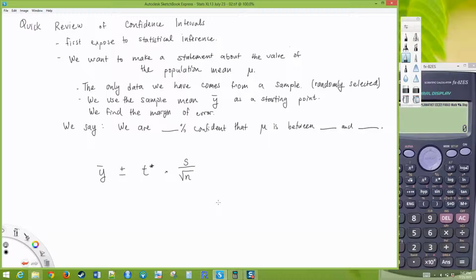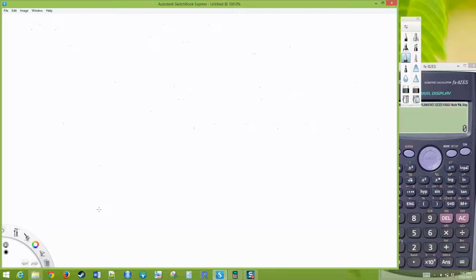Okay, and so by creating a confidence interval based on one sample, we can get a range of plausible values of the population mean. Okay. So what we're going to do today is we're going to look at two samples.